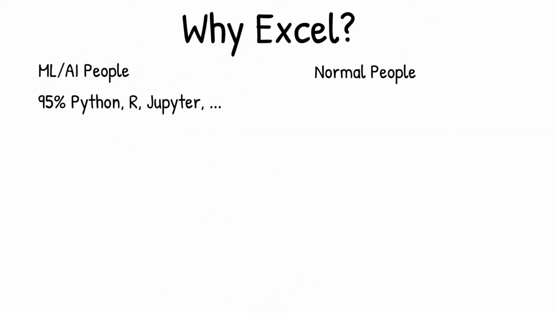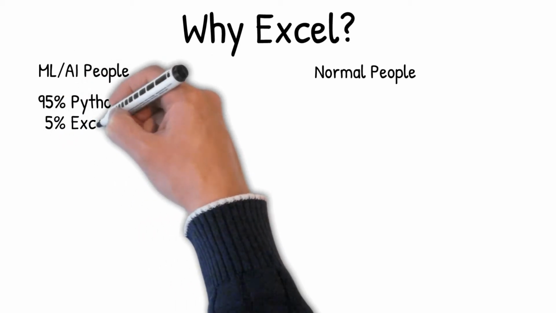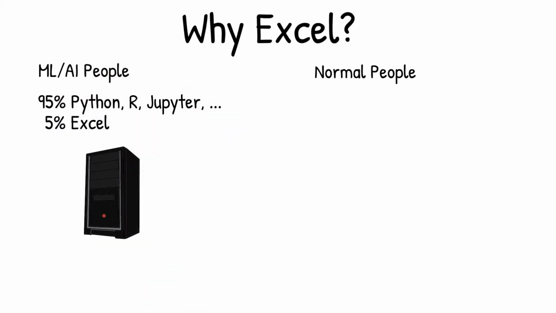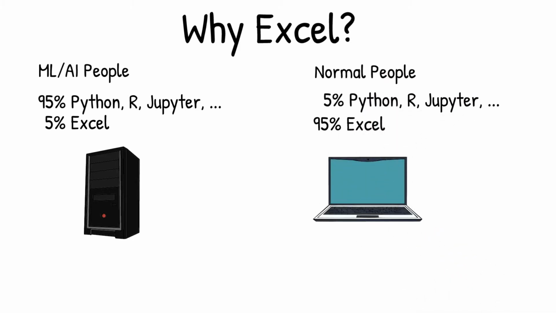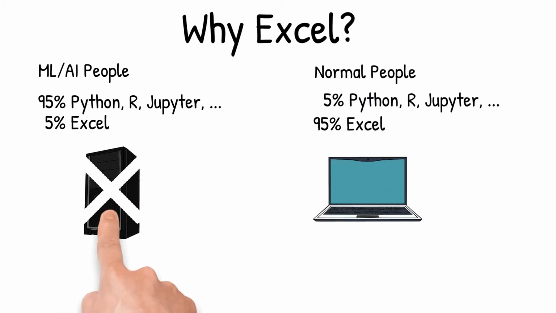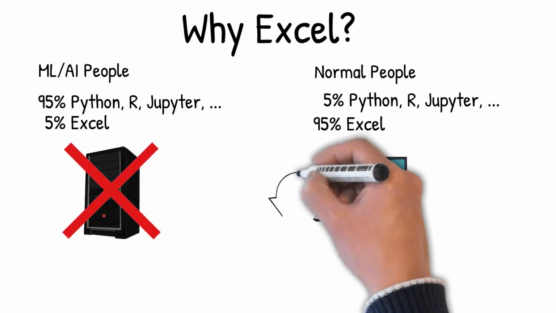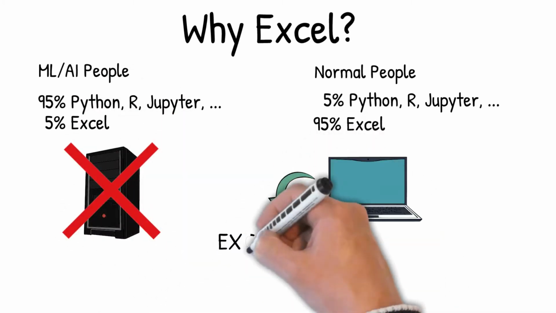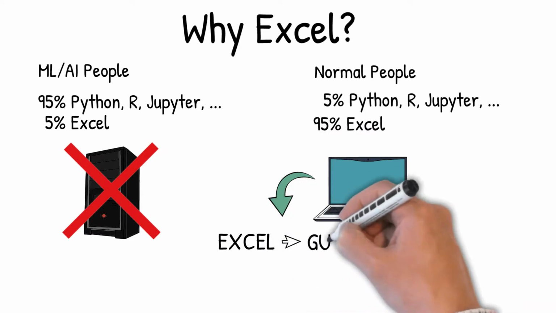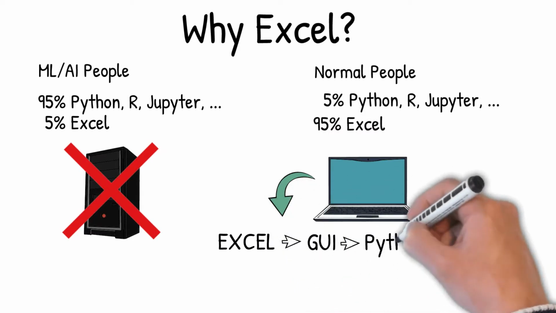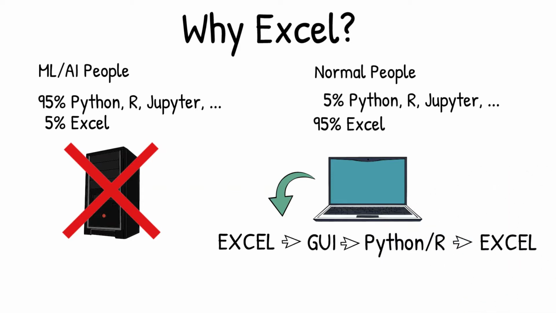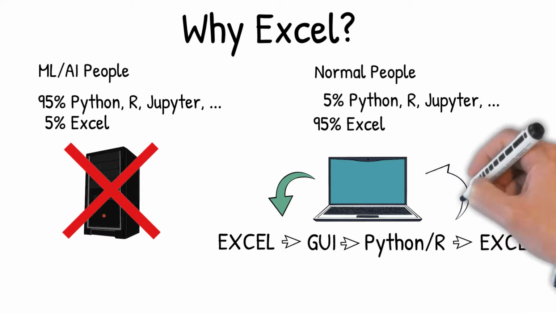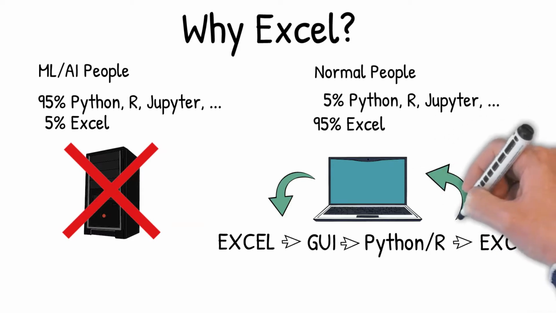Now your ML people typically use Python, R, and Jupyter notebooks, and rarely use Excel for machine learning. The other type of people, the normal people, almost never use Python or R or Jupyter notebooks, but rather mostly use Excel. So what we decided to do is create a system whereby Excel is a graphical user interface to Python and R. You execute code from Excel into Python and R, and it simply returns the result back to Excel. Literally, you can do high-end machine learning without any programming knowledge in R or Python.